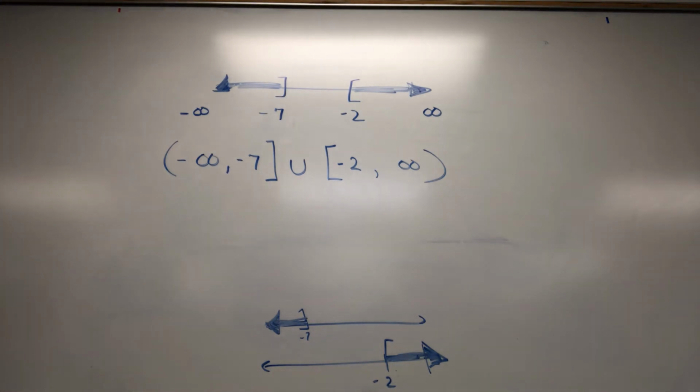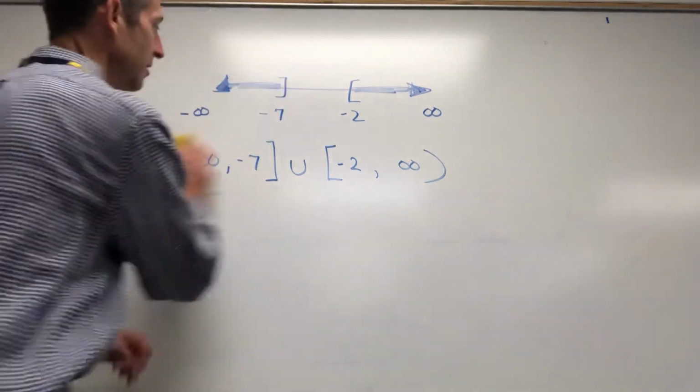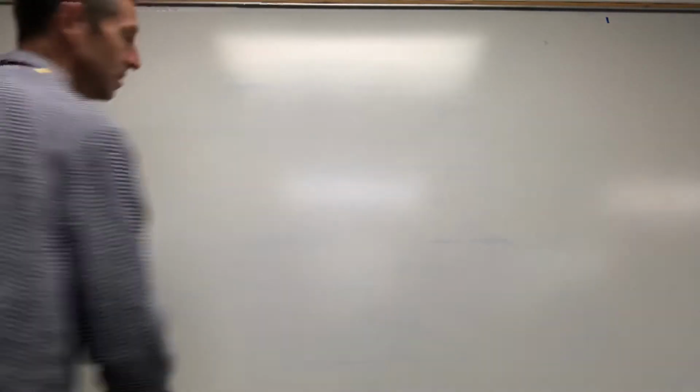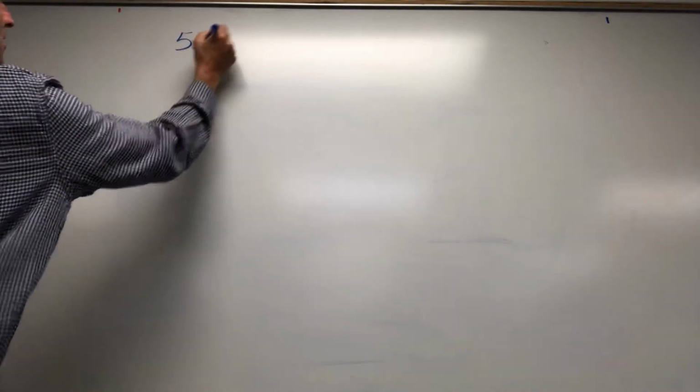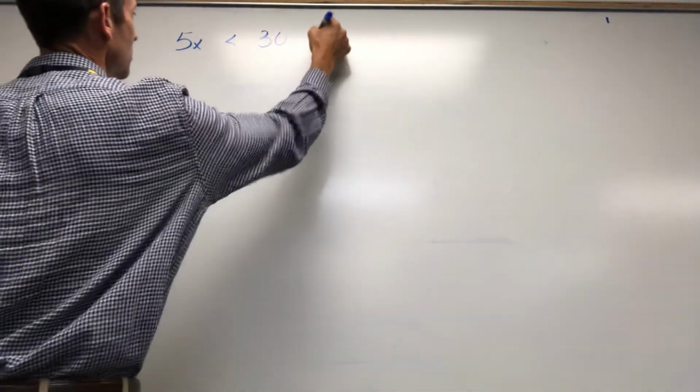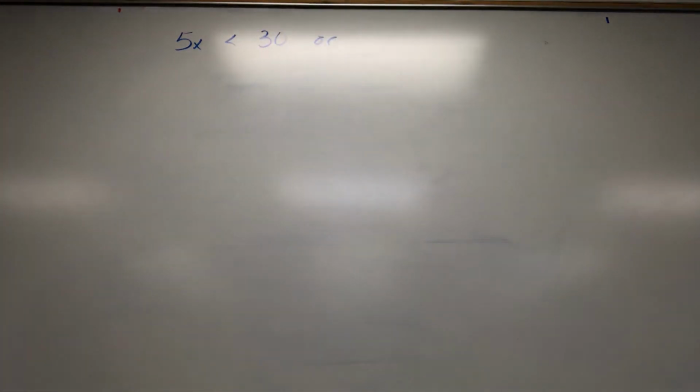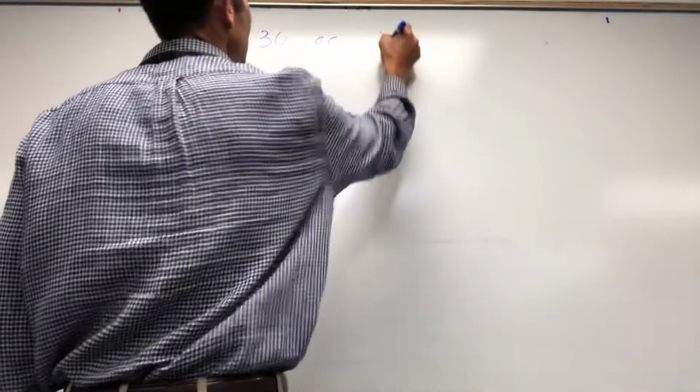All right. Let's do one more. How about the last one? Okay, last one. 5x less than 30. We're going to make this an OR question. 8x greater than -8.